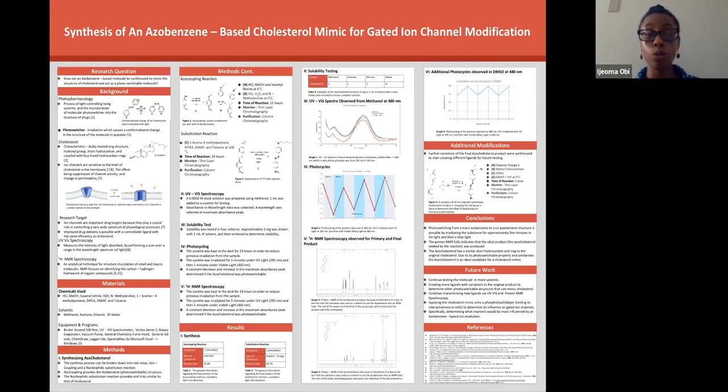The photocycles observed in DMSO also fully prove that the molecule can change its shape and is able to change its structure when irradiated with light. And additional modifications, just other variations of this azocholesterol, were made.